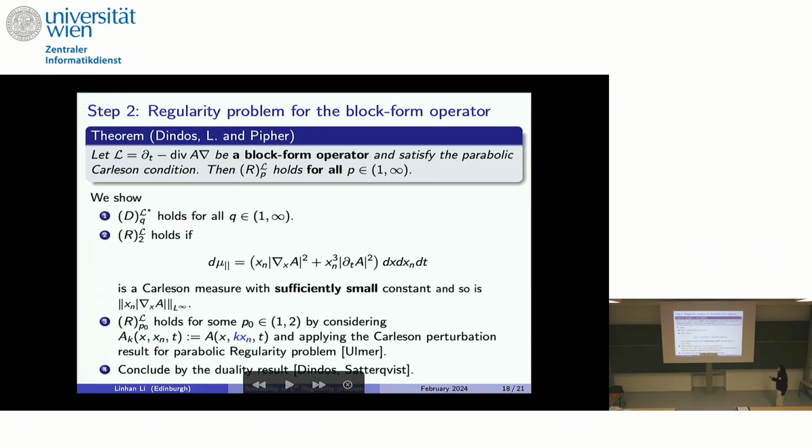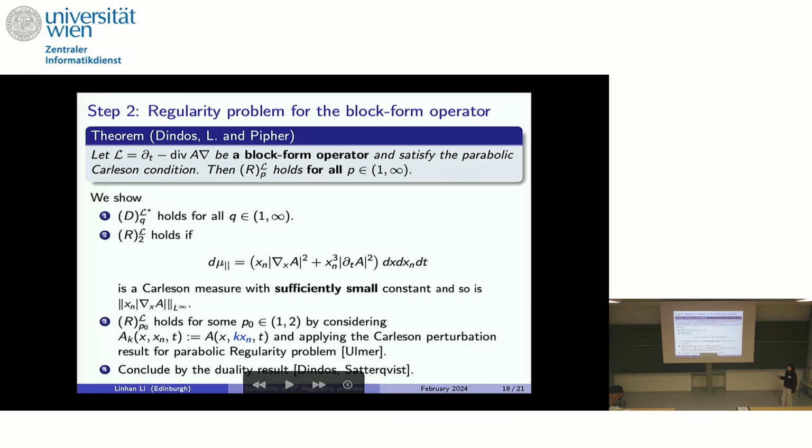Now here, it's important that we only require that this mu parallel, which is not exactly the same as what I showed you in the beginning, because it's missing out the dxn derivative of the matrix. So we only assume that, so xn now is the distance to the boundary. This is the spatial gradient, but also for the first n-1 variables, and the time derivative of a. So we are leaving out the dn derivative of a. So we are assuming that this is a Carleson measure with sufficiently small constant, and so is this quantity.